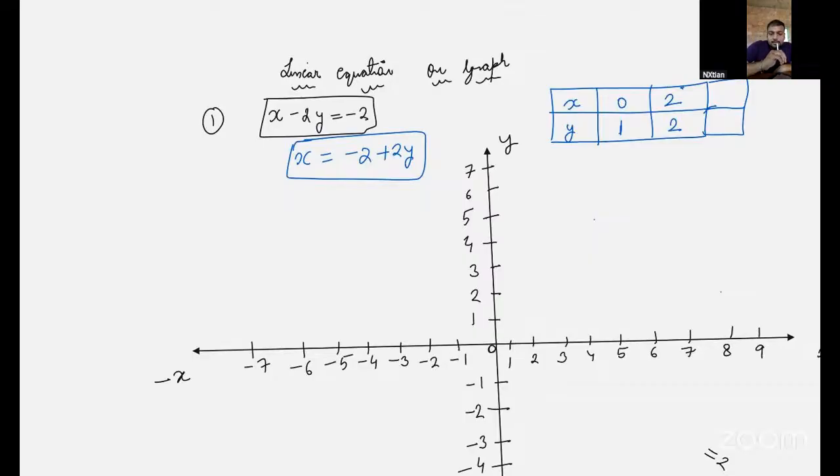So like we took the value of y as 1. So -2 plus 2y, it will become... See, you took the value of y as 1. So 2 into 1 it will become... Instead of y, you are just writing the 1. Okay. So 2 into 1 is 2. So -2 plus 2 is 0.